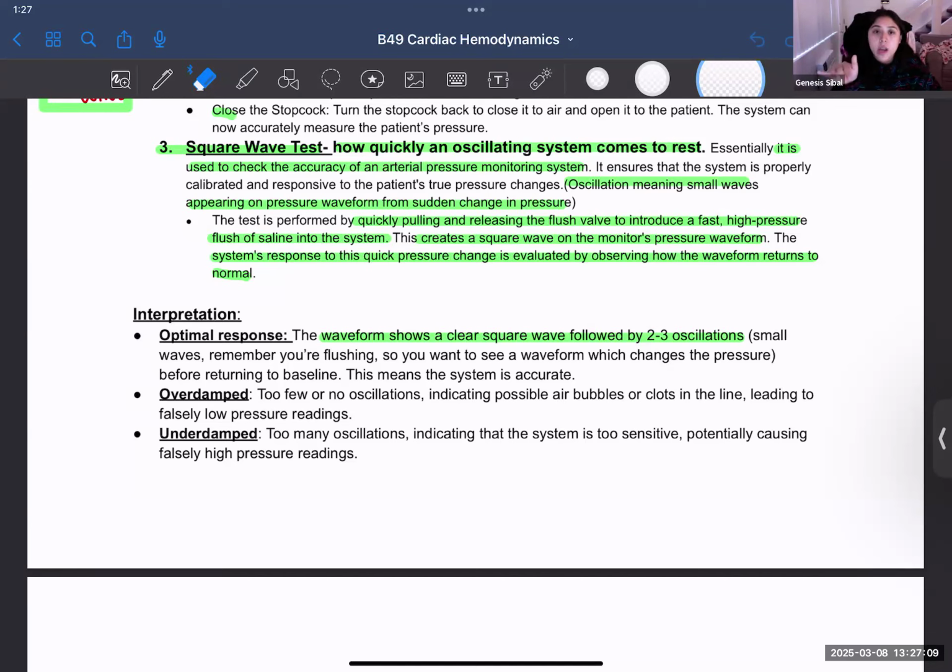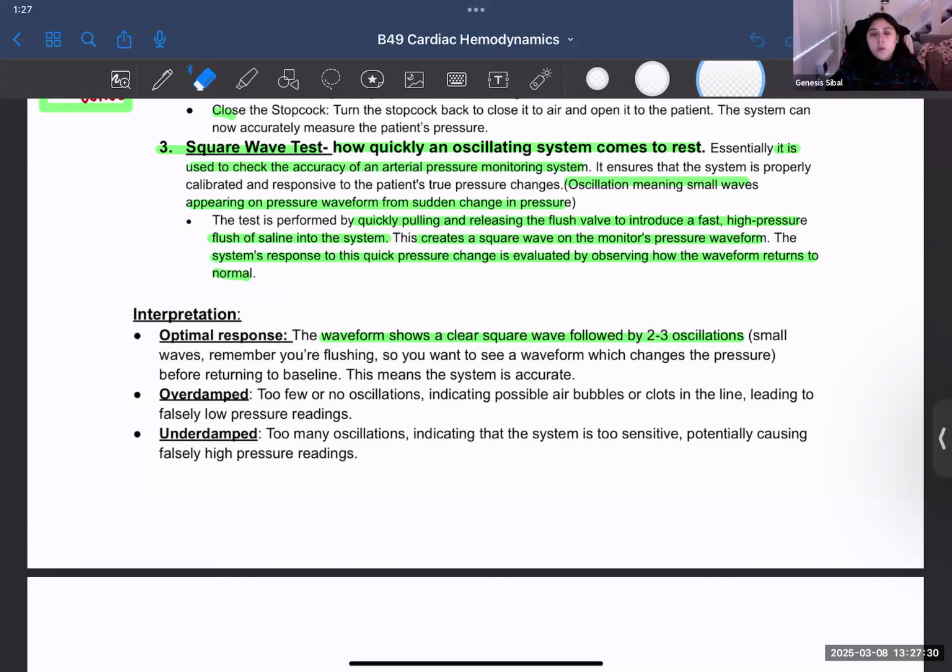If I notice that there's no change, I'm like, "Okay, something's wrong with my transducer, something is going on here." Right? Like I zeroed it, I leveled it, I did everything that I had to do, or I leveled and zeroed. Now I'm trying to do this. So if you notice those issues, you notice that something is going on with the system not calibrating and responding to the patient's true pressure changes.